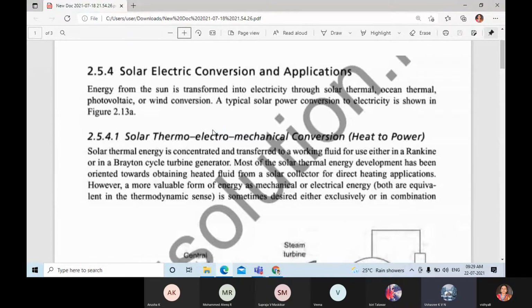What is solar electric? Solar electric is nothing but the energy from the sun is transformed.